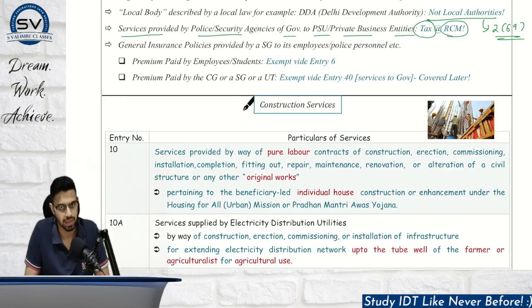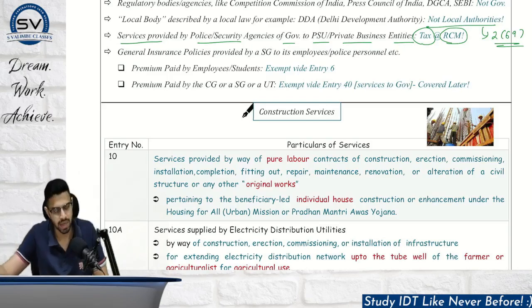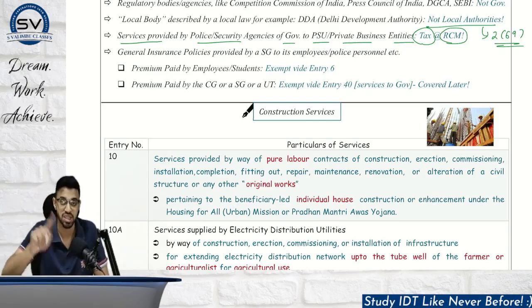that too under RCM basis. Why? Because this does not enjoy any exemption, right? Police security services, this does not enjoy any exemption. It is a normal service by government to business entities. So if it is not enjoying any exemption, it will be taxable on RCM basis. GST will be paid by that particular business entity.